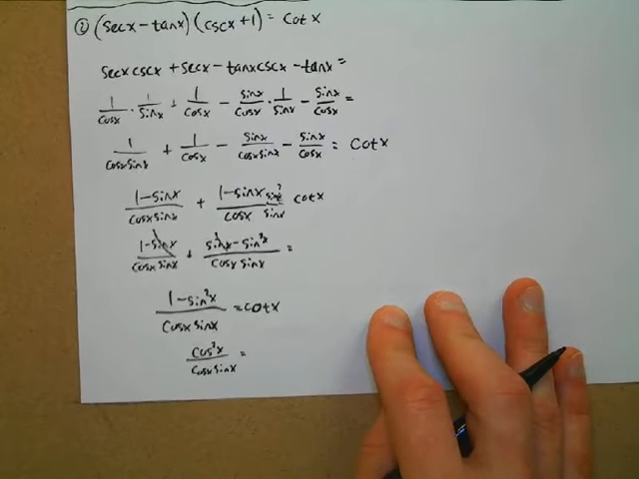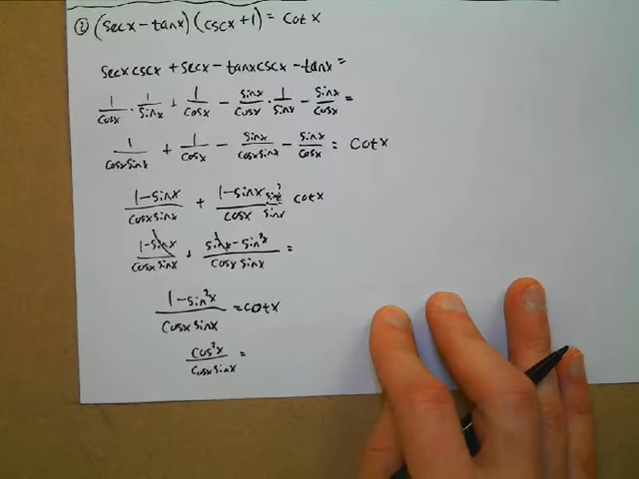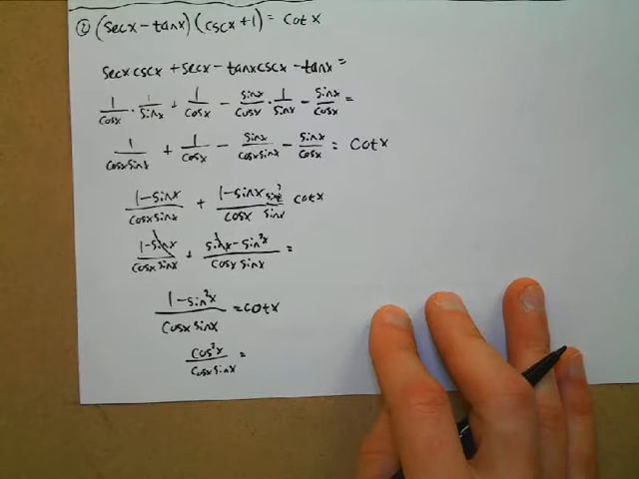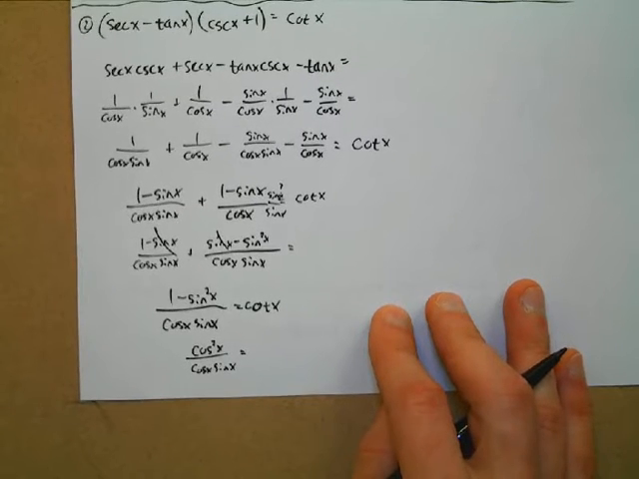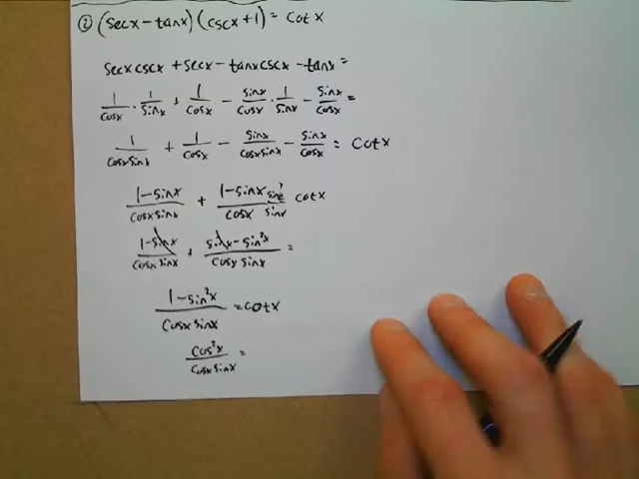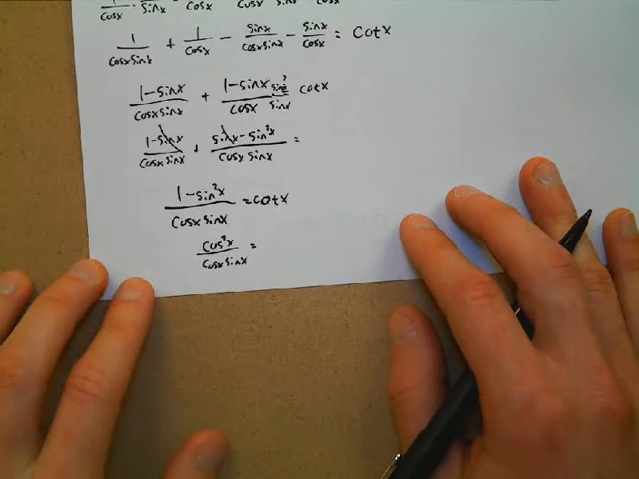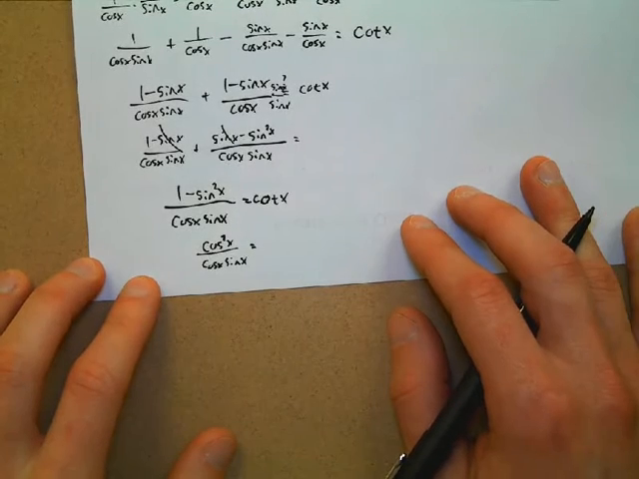Yeah, we got a cosine squared and we got a cosine. So one of those can cancel out with one of those. I'm just going to go this way because we're out of space here. We're left with cosine x over sine x, and oh my gosh, that's cotangent x. We got it.